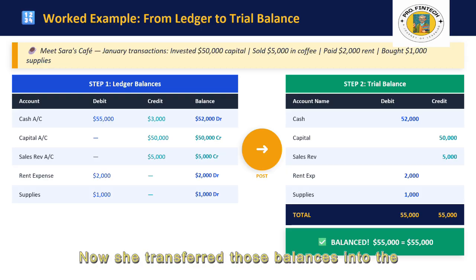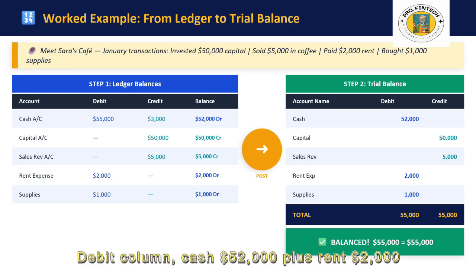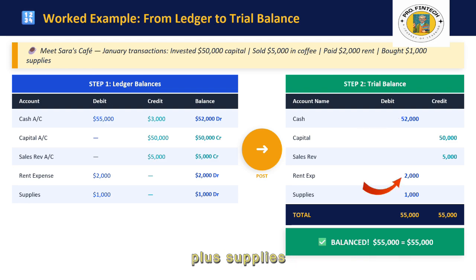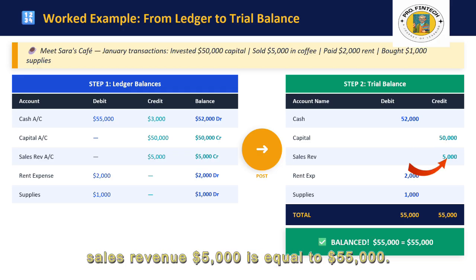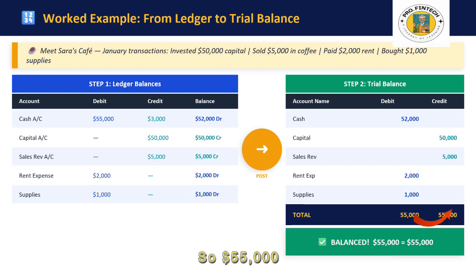Now she transfers those balances into the trial balance. Debit column: cash $52,000 plus rent $2,000 plus supplies $1,000 is equal to $55,000. Credit column: capital $50,000 plus sales revenue $5,000 is equal to $55,000. So $55,000 equals $55,000. Sarah's books are balanced.